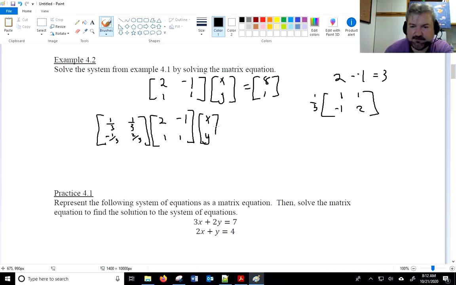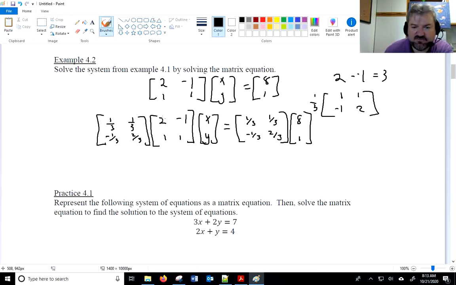times [x, y] equals [1/3, 1/3; -1/3, 2/3], and we multiply on the left. Notice this wouldn't actually even work if I multiplied on the other side, because the dimensions wouldn't match. This is a 2 by 2, this is a 2 by 1, so it works.